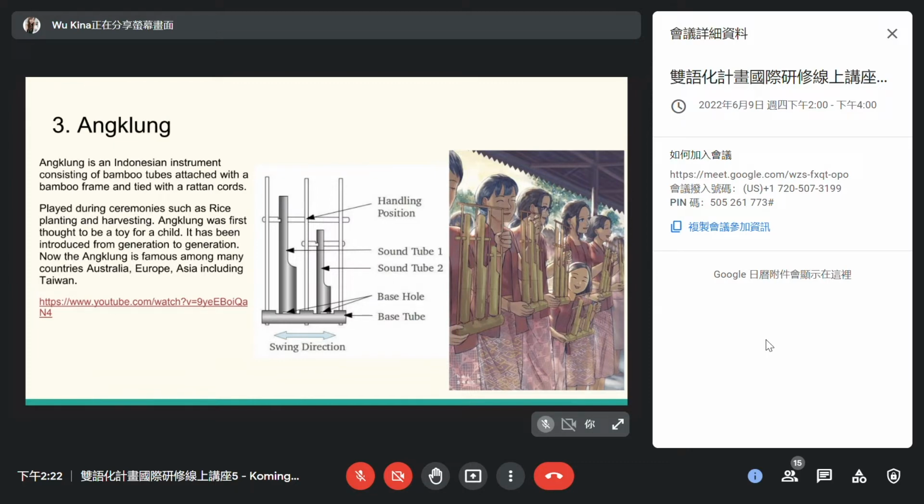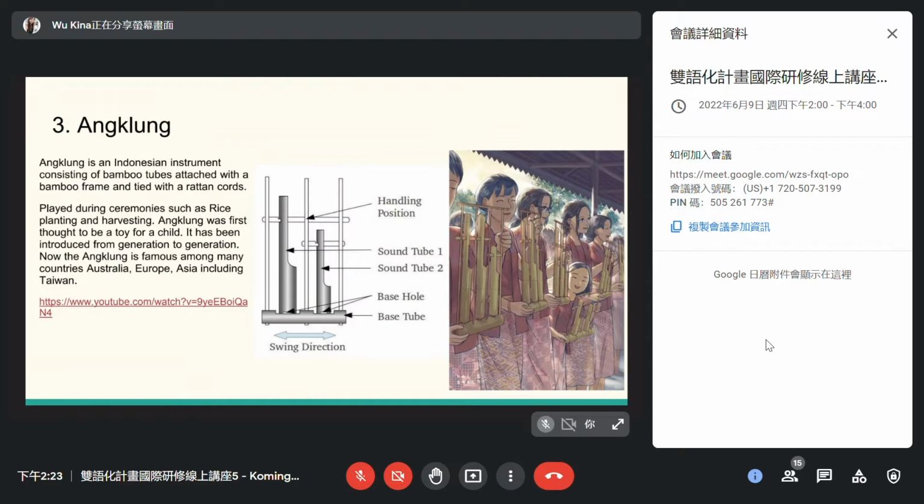Angklung is also very famous in Indonesia and in many other countries now, including Taiwan. We have a few angklung groups here in Taiwan. Angklung is an Indonesian instrument consisting of bamboo tubes attached to a bamboo frame. As you see in the pictures, they have a handling position and sound tubes, two sound tubes with different melodies. Then you have the bass tube, where you hold it and shake it, and it makes the sound tubes 1 and 2 sound.